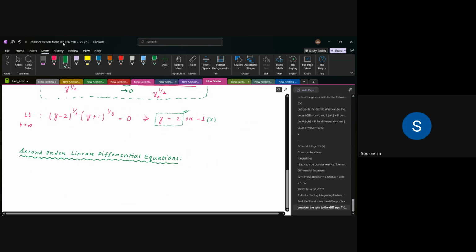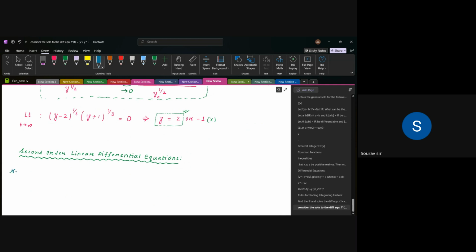Just to compare, if you recall, how did we define the first order linear differential equations? The general format of a first order linear differential equation: you basically had a structure like this, dy by dx plus p times y is equals to q, where p was a function of x and q was also a function of x.